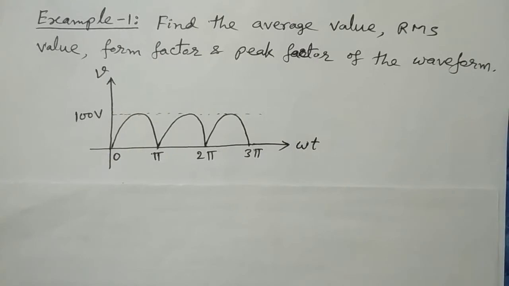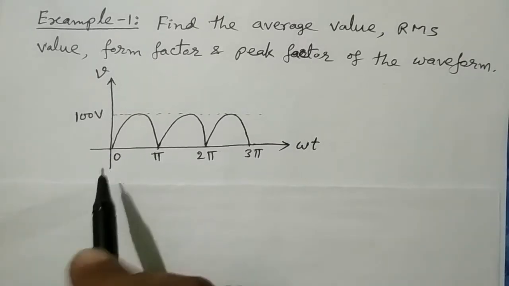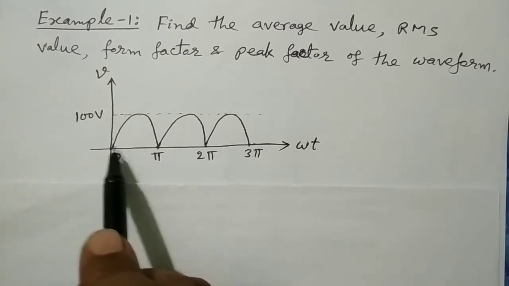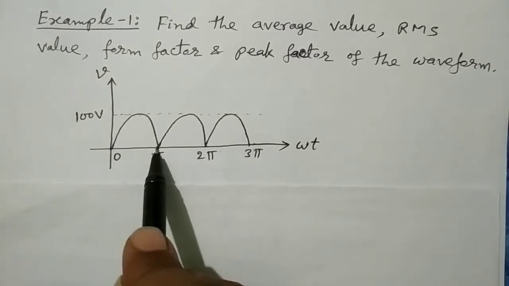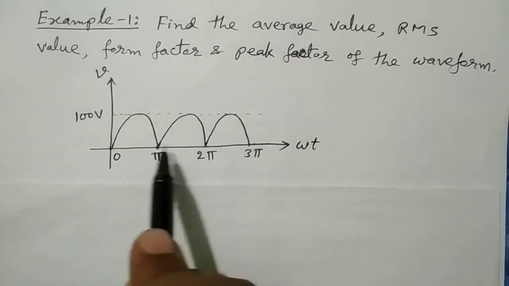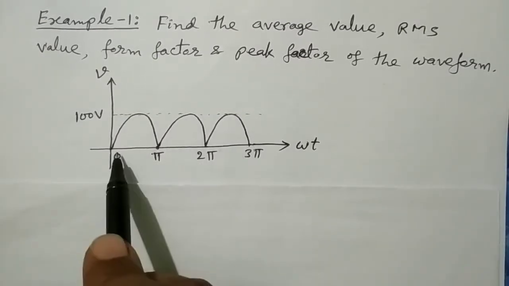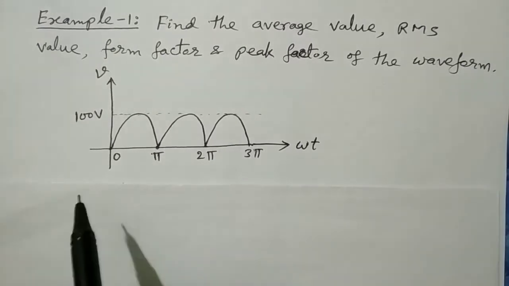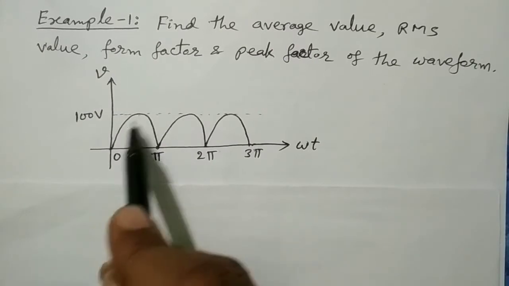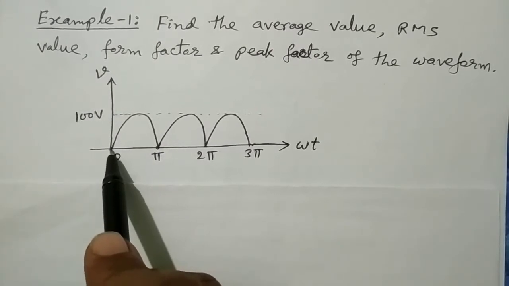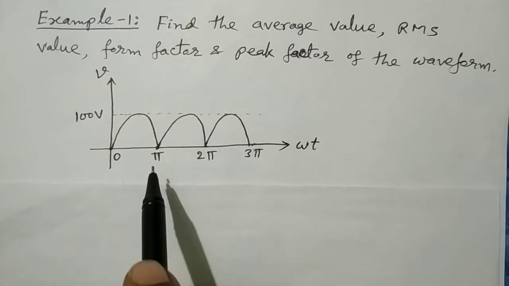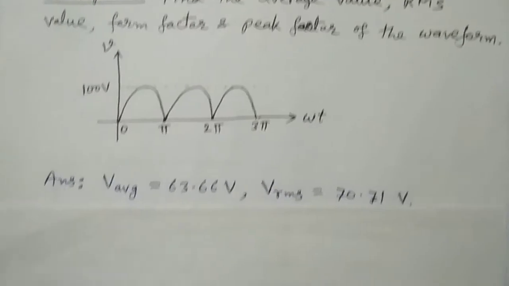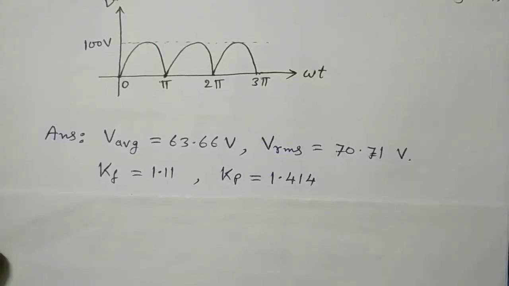Now you can calculate the average and RMS value for the range 0 to pi, because the part of the waveform 0 to pi is similar in the rest of the part. That means 0 to pi is the same as that of pi to 2 pi, then 2 pi to 3 pi and so on. So here we will consider only the part of the waveform between 0 to pi. So try to find this average and RMS value. The answers are given here.